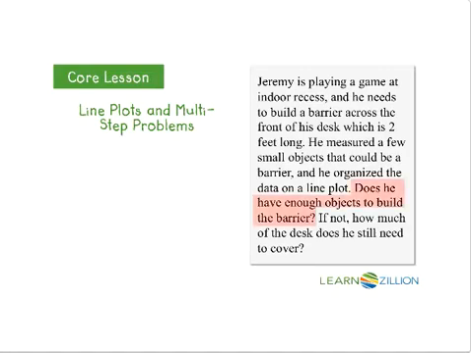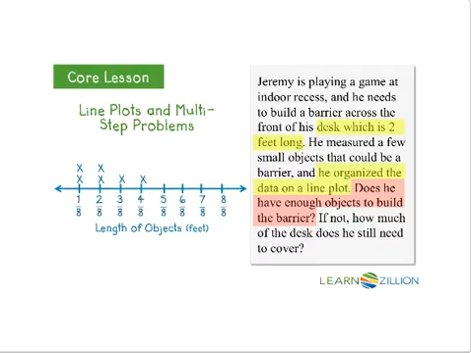We know that we're trying to find out if Jeremy has enough objects to create a barrier for his indoor recess game. We know that Jeremy's desk is 2 feet long and that he created a line plot to help him organize the lengths of the objects he's gathered so far. Organizing the information in this way will be helpful as we solve this problem. We are also looking to see, if Jeremy does not have enough of the desk barricaded, how much of the desk does he still have left to cover?